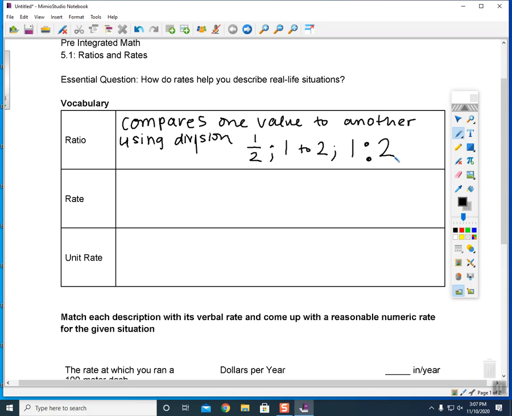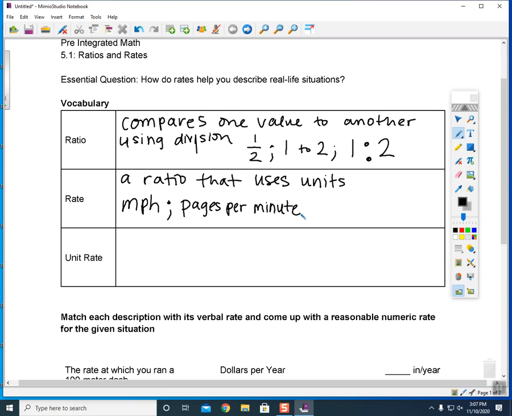A rate then is a specific kind of ratio that uses units. It's a ratio that uses units. So some common rates that we talk about on a daily basis, right? You recognize this. Miles per hour, right? That is a rate. We could also have pages per minute, right? So I could count how long it takes me to read each page on average. So I could have a rate of pages per minute.